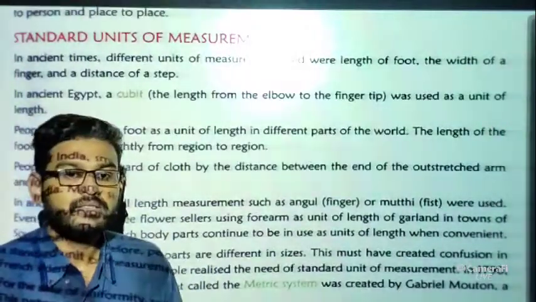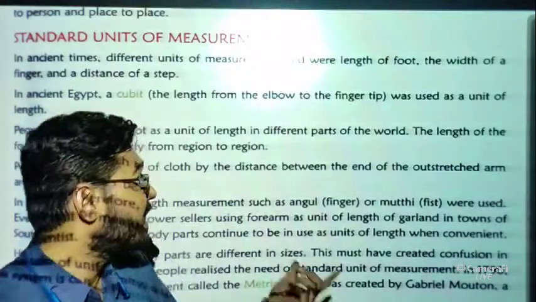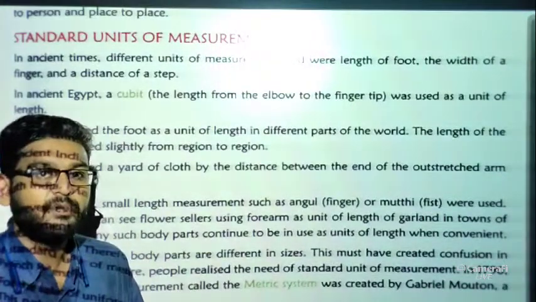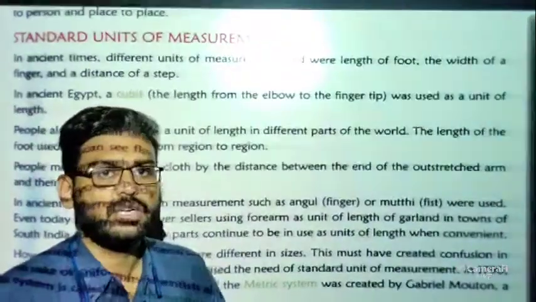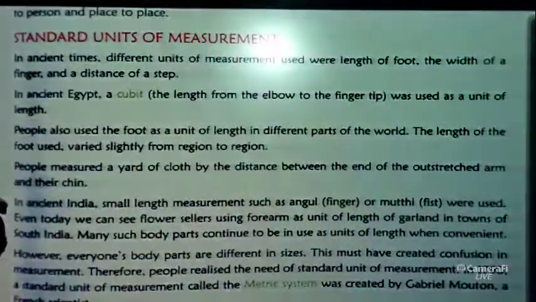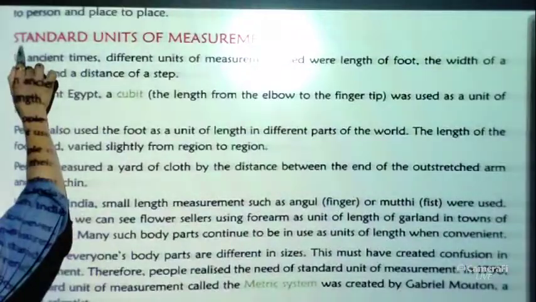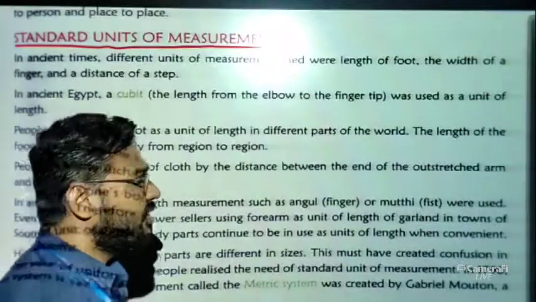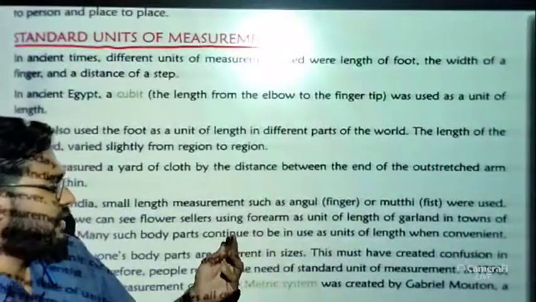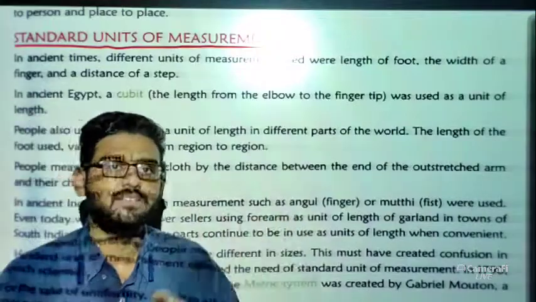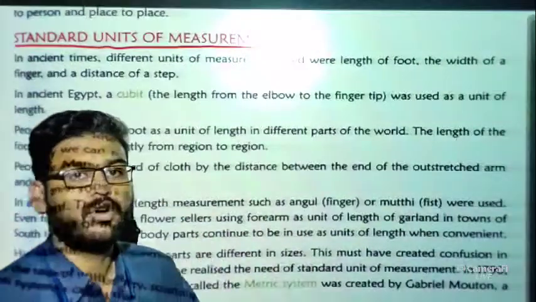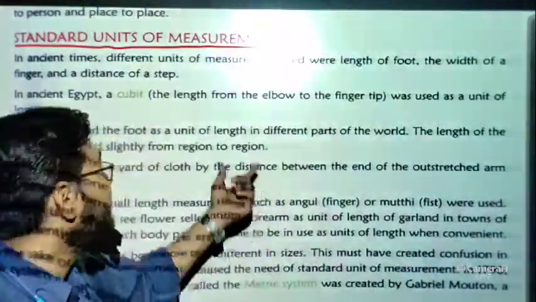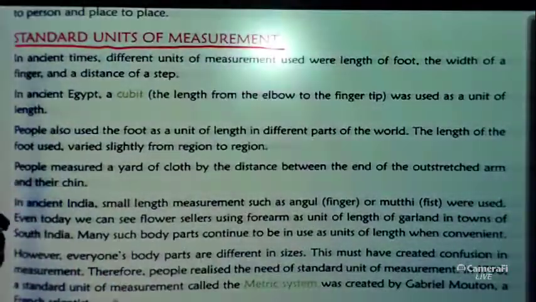So students, in our previous video lecture, we started this chapter, Measurement and Time. We have read the introduction part of the chapter. Today we are going to start the part on standard units of measurement. In the last class we saw that our units, like the thumbnail and the handspan, are not fixed for all of us. They vary from person to person, that's why we need a standard unit. So let us discuss the standard units.